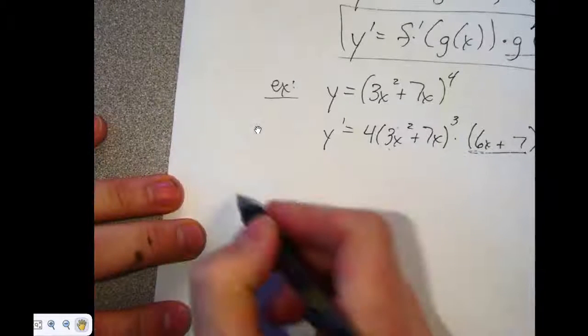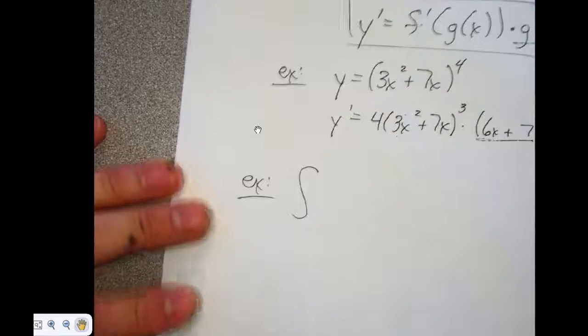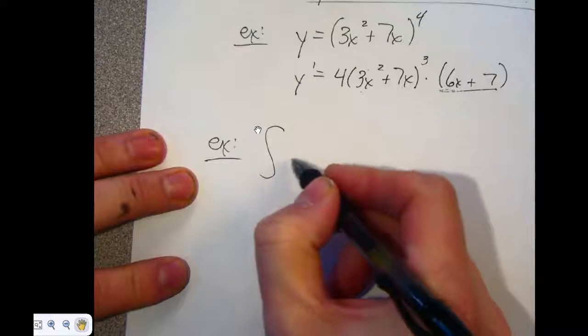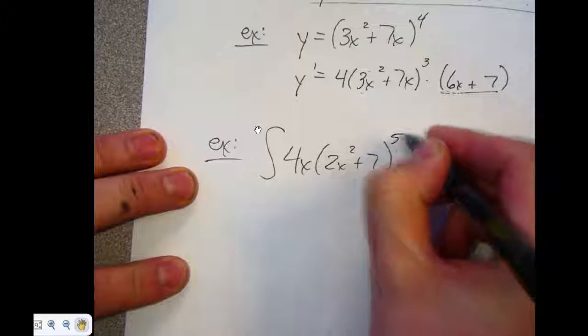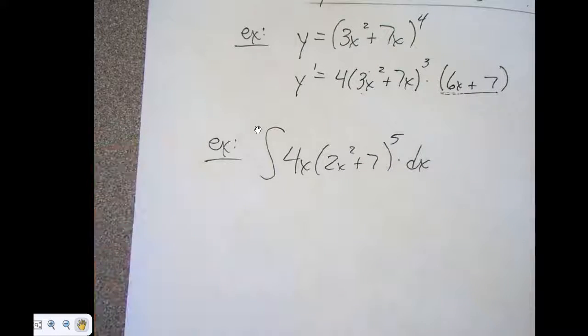So if I were to integrate, let's say, 4x times 2x squared plus 7 to the 5th, this is going to be my talk-through, my lingo, big guy, little guy type of thing.